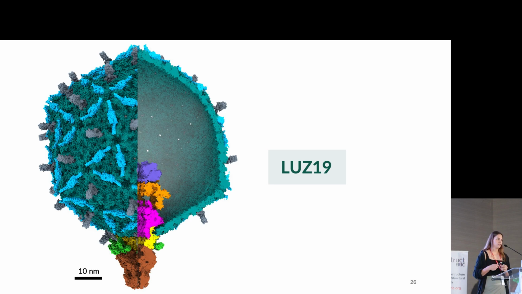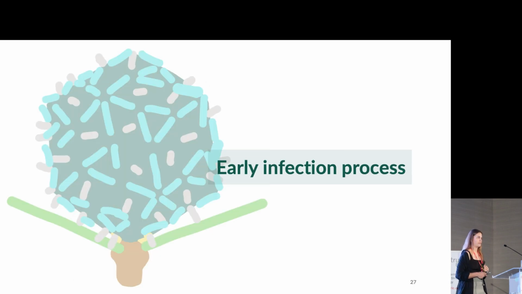I've shown you the whole structure of the phage with 19 Sobotkova single particle analysis. Again, the phage is composed of the icosahedral head, the core complex, and the tail proteins. We also studied the early infection process using cryo-electron microscopy.